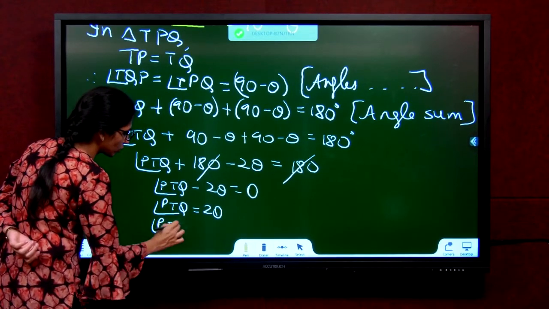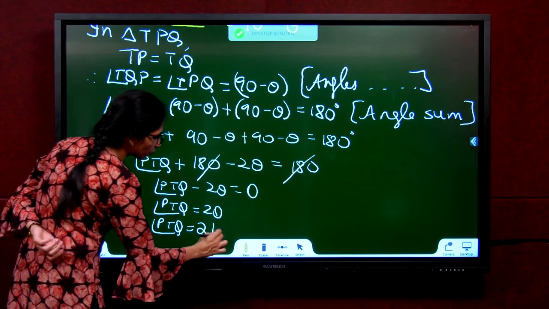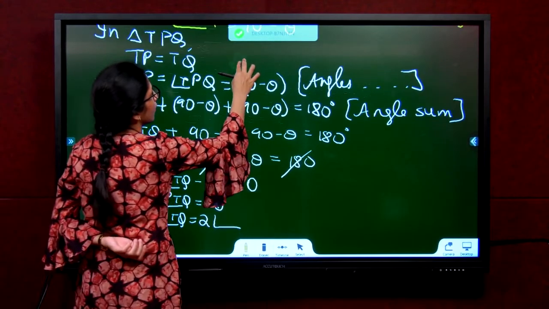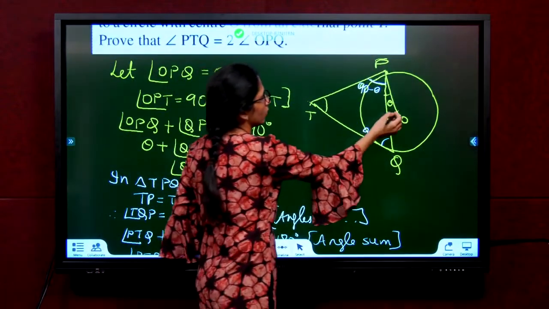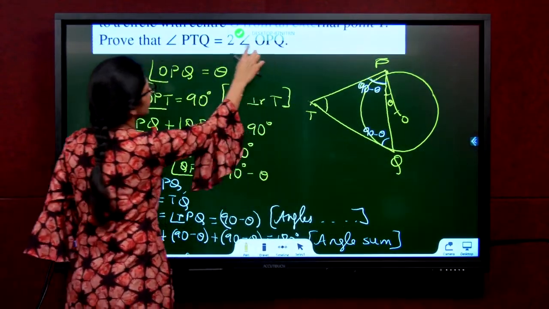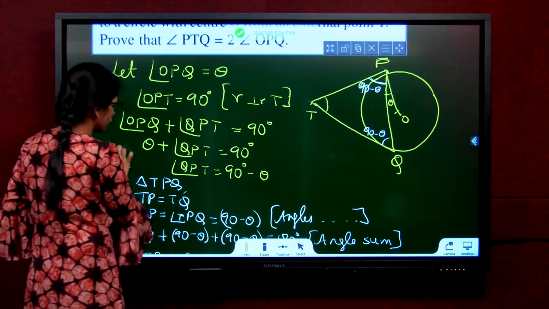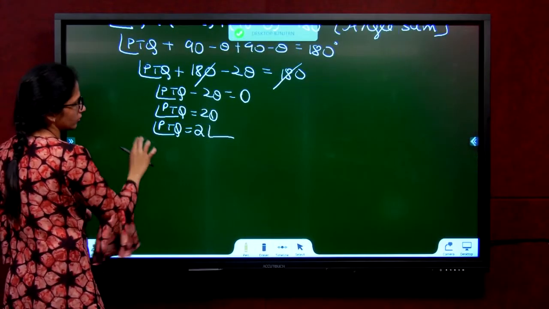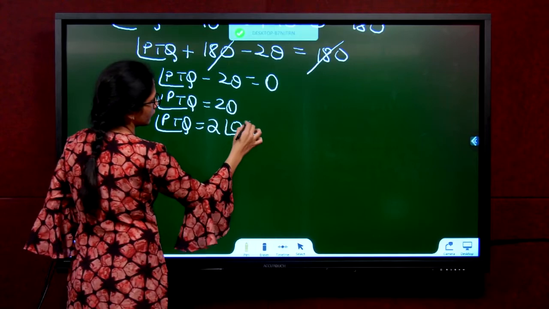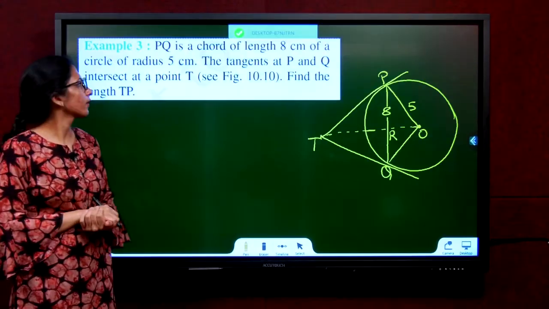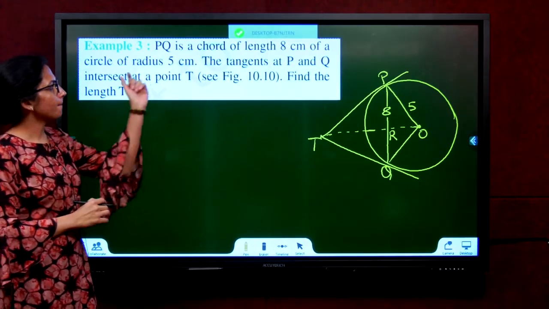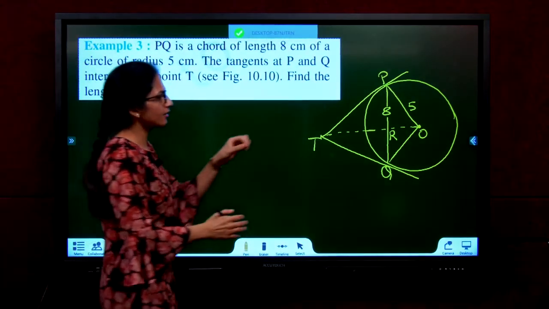Angle PTQ is equal to 2 into, what was angle theta? OPQ. Isn't that what we want? TPQ is equal to OPQ. So therefore, angle PTQ is equal to 2 times angle OPQ. Hence, proved.